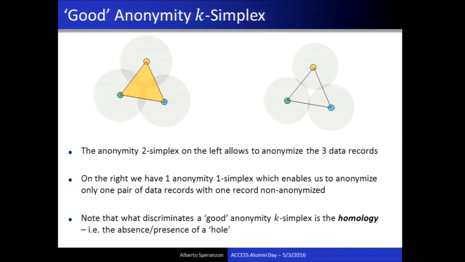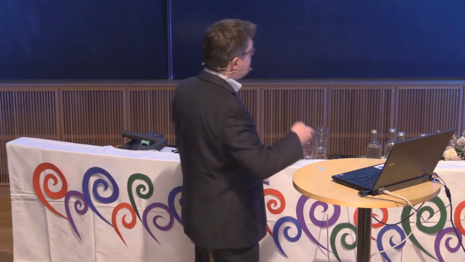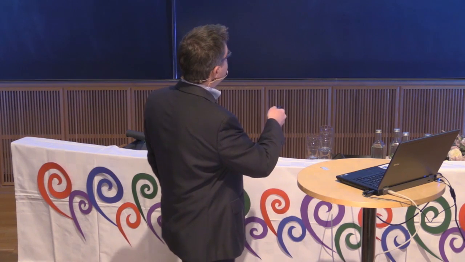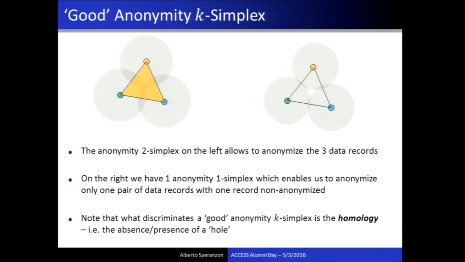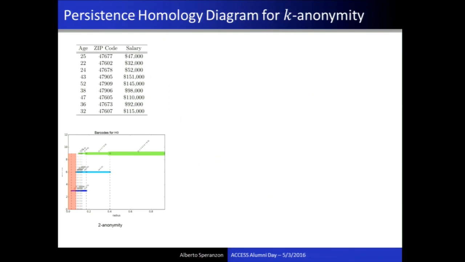This suggests that a good epsilon should provide something that is always filled and never has a hole, because if it has a hole, then I don't know what to do. And so in some sense, a good anonymity epsilon is one for which the homology tends to be trivial. I'll give you an example. Go back to this simple example here, and now I do, again, my persistent homology, where I let epsilon change the growth of these balls.